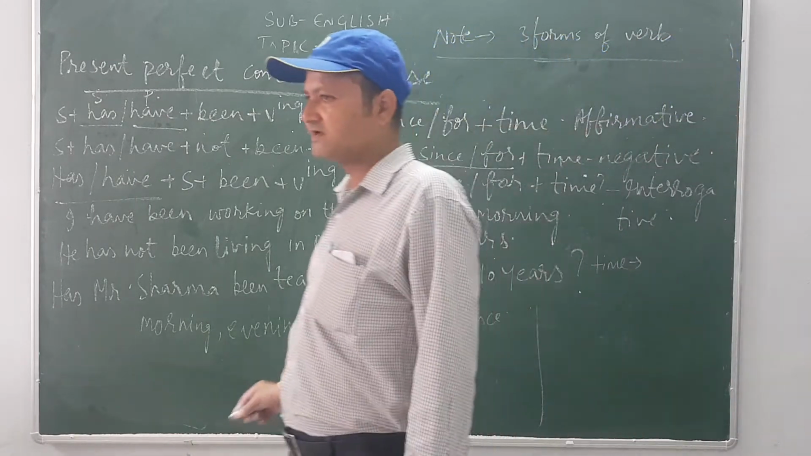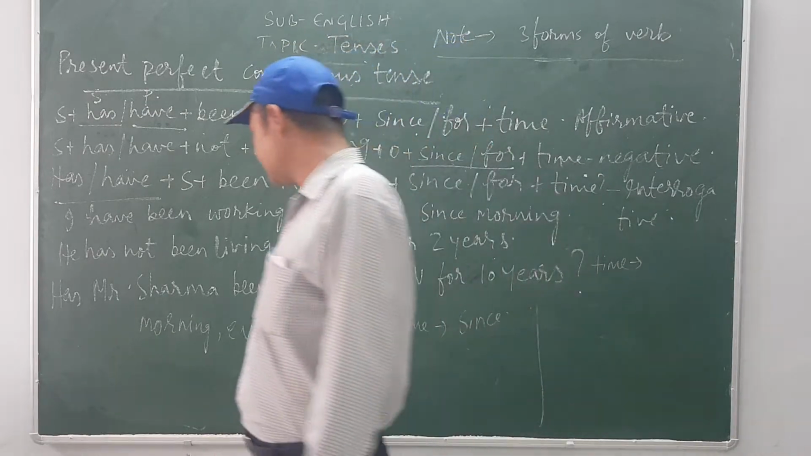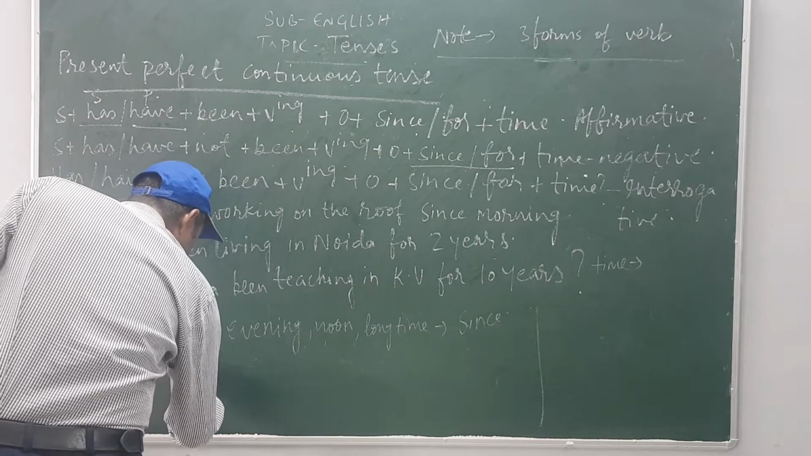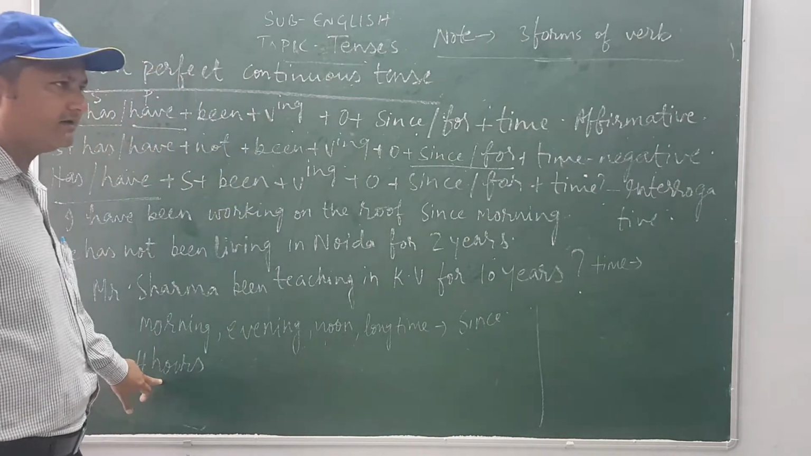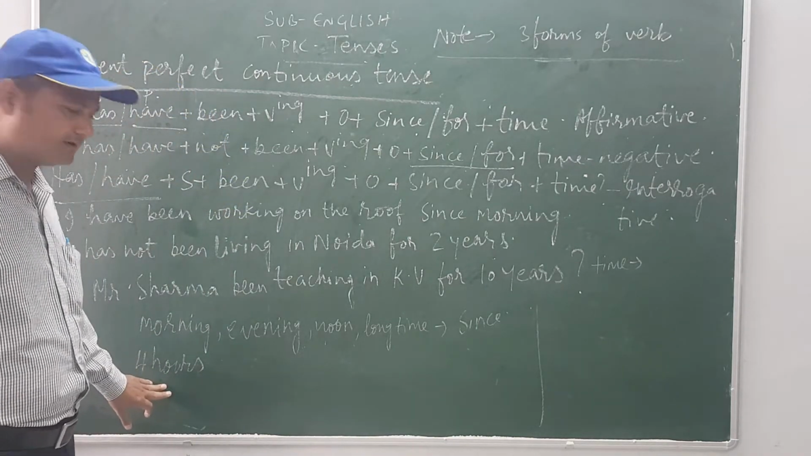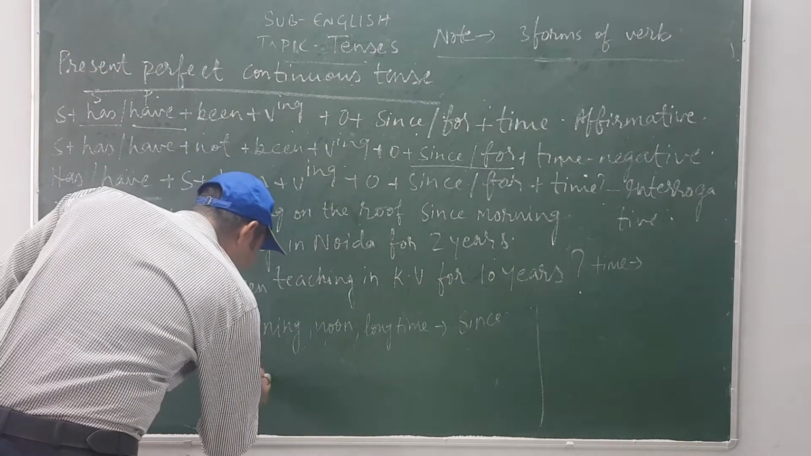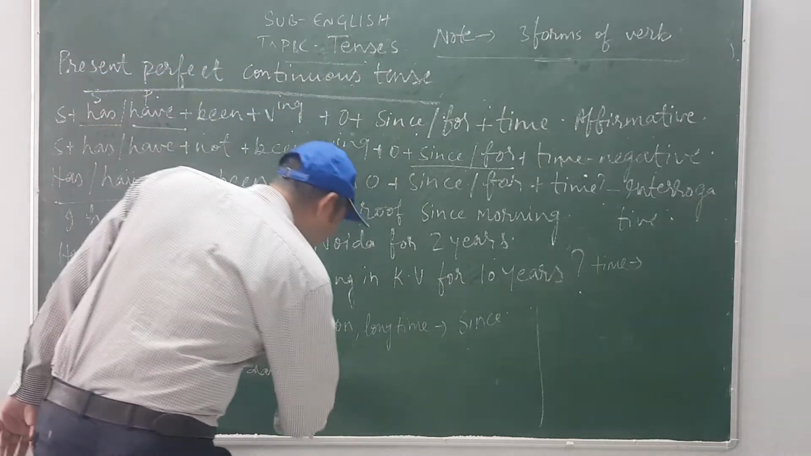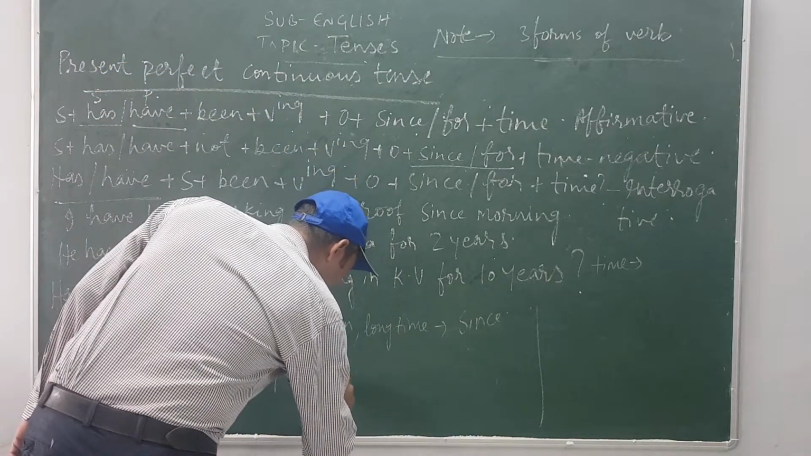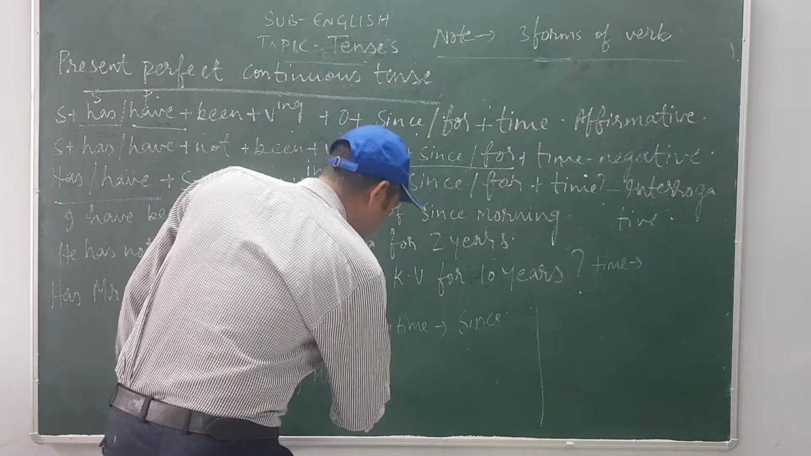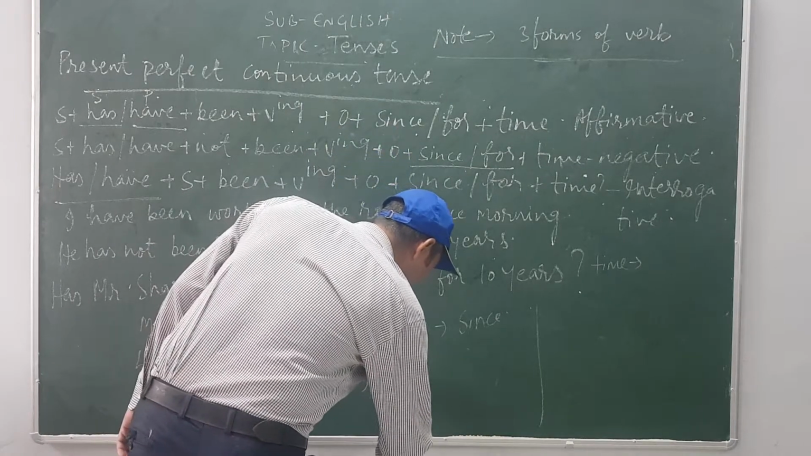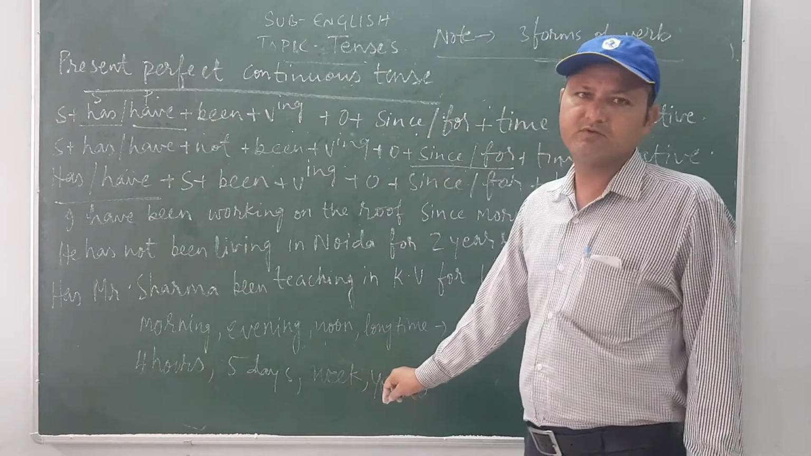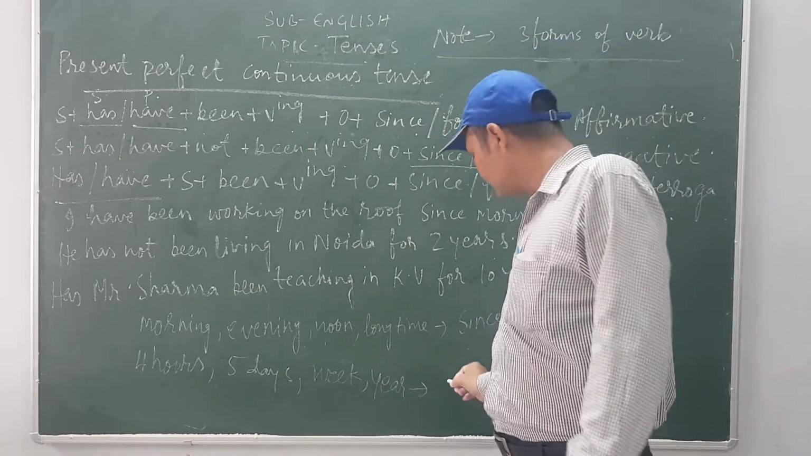And if the time is going to become plural, you can see that: 4 hours. Now this hour is becoming plural. 5 days, it is also plural. Week, year. All these times can become plural for you. And with these times, you are going to use for.